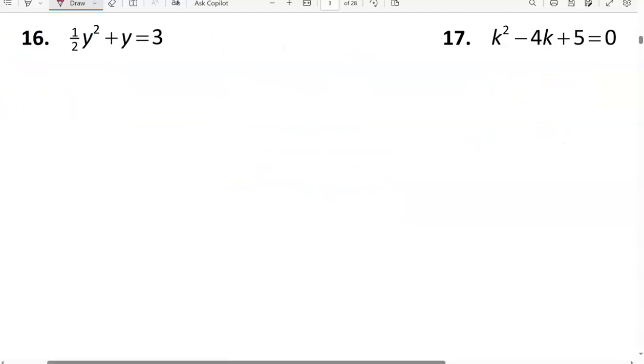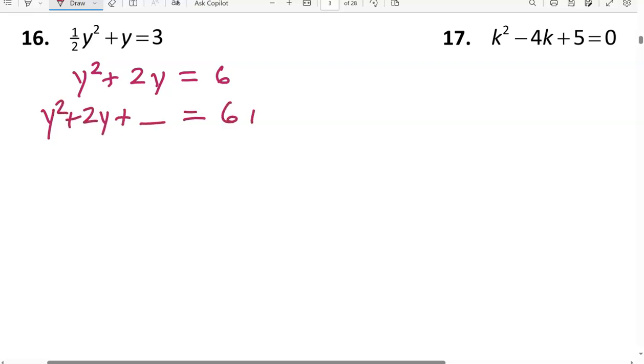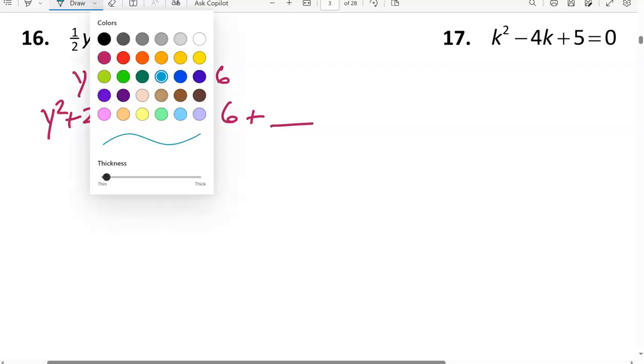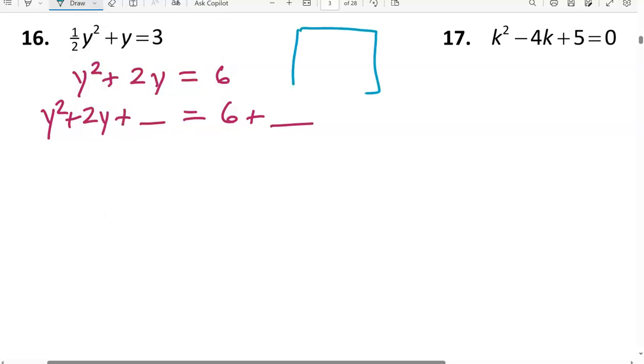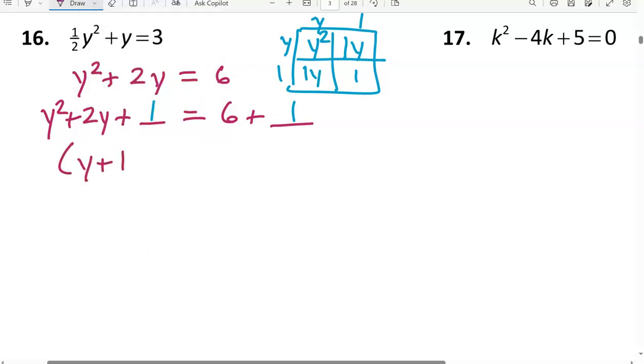In 16, we need to make the coefficient of y squared equal to 1, so I'm going to multiply all terms by 2. And then I'm going to insert a plus blank on both sides. Let's draw a picture for complete the square. We have y squared plus 1y plus 1y, and that gives us factors of y plus 1, which means we can complete the square with 1. And that gives us y plus 1 squared is equal to 7.